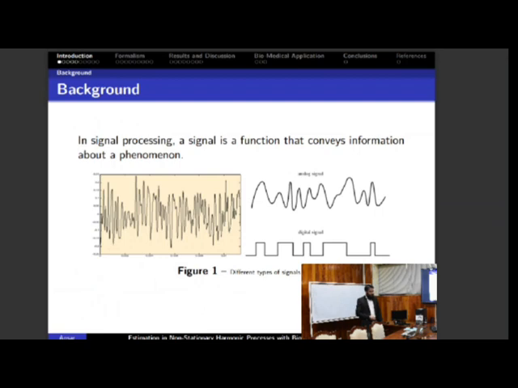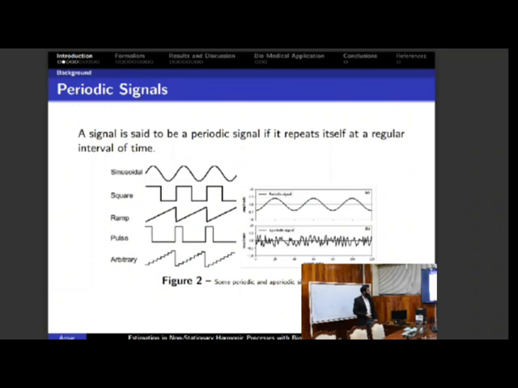So in signal processing, our signal is basically a function that conveys information about a phenomena. Here we have some different types of signals, and we classify signals on the basis of different features. Here we classified signals on the basis of periodicity. So our concern is with periodic signals. A periodic signal is basically a signal which repeats itself after a certain period, after a certain interval of time. And here we can see some well-known periodic signals: sinusoid, square wave, ramp function, pulse, and arbitrary function that repeats itself after a certain interval of time.